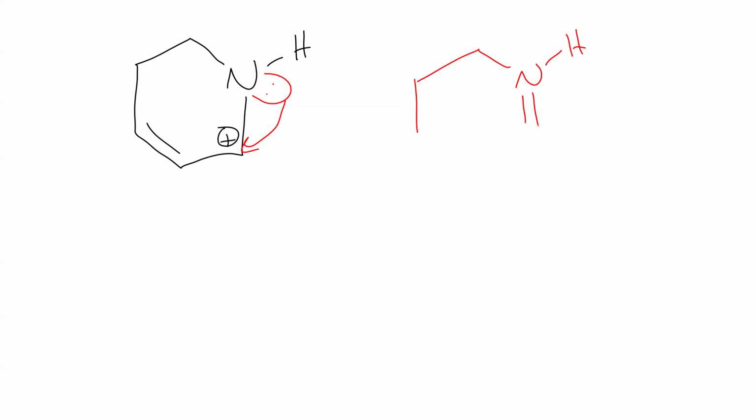Yeah, so if you move a lone pair towards a positive charge, then you're going to make a pi bond. If it starts as a pi bond and moves away from the other atom, it turns into a lone pair.